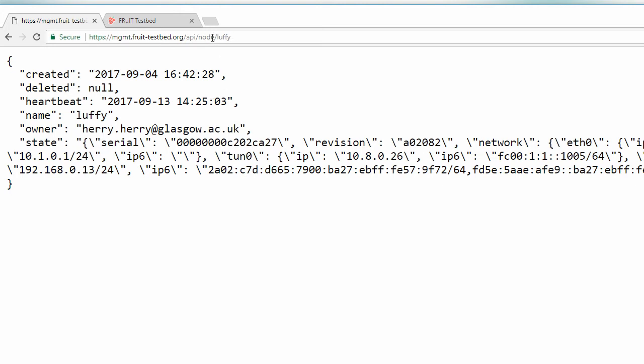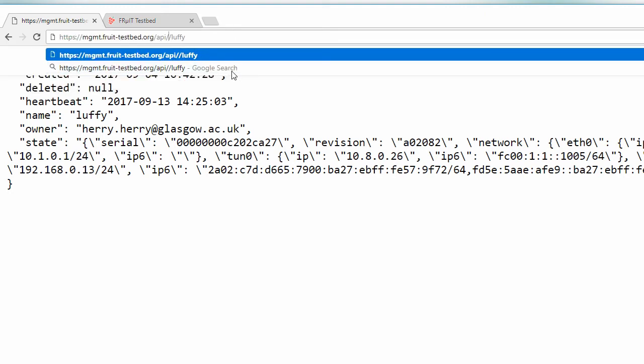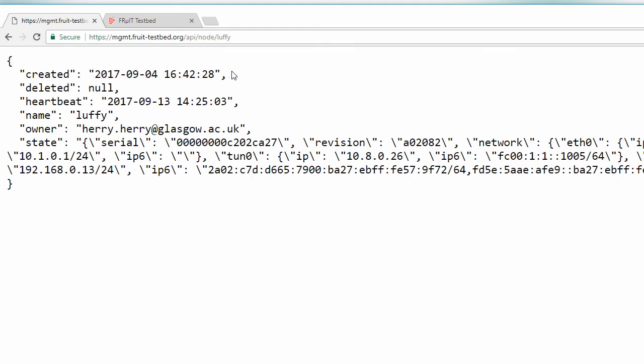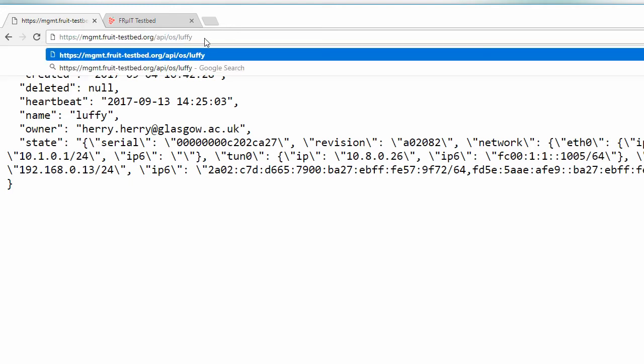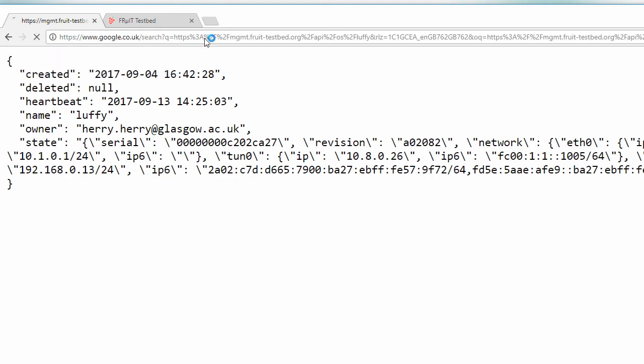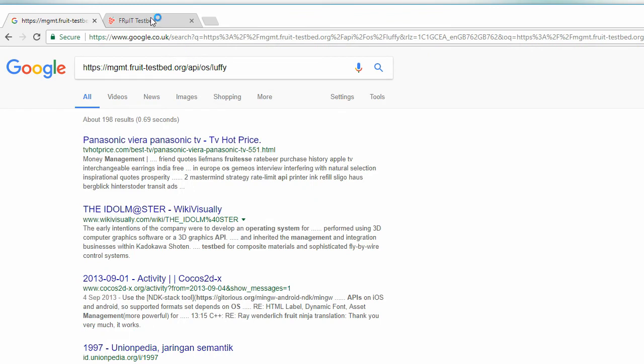And I can also, if I want to, go and fetch the SD card image that's running on that. Oh no, I can't. I thought I could. I think if I type in OS there, it should fetch the image. Oh dear, it's all gone horribly wrong.